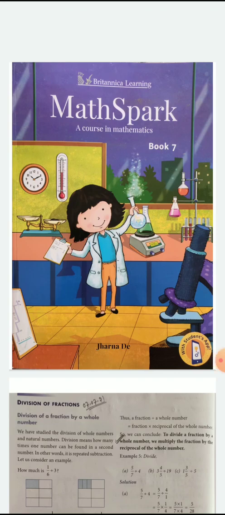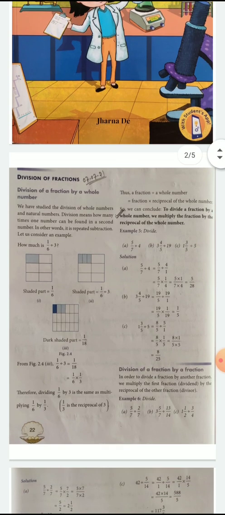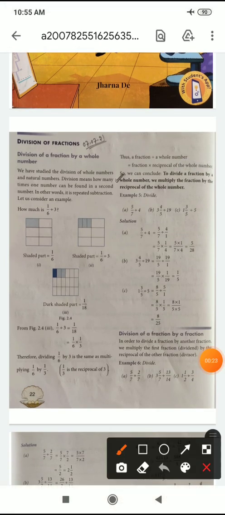Let's continue our chapter 2. Now we will discuss division of fractions. Division of a fraction by a whole number. Here children, you can see, to divide a fraction by a whole number, we multiply the fraction by the reciprocal of the whole number.